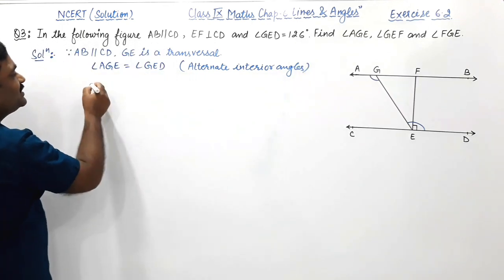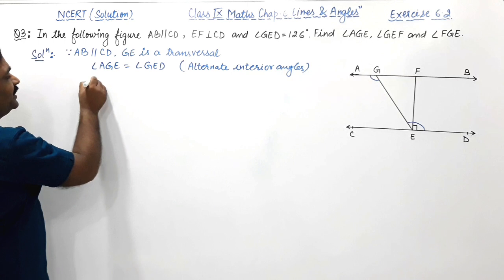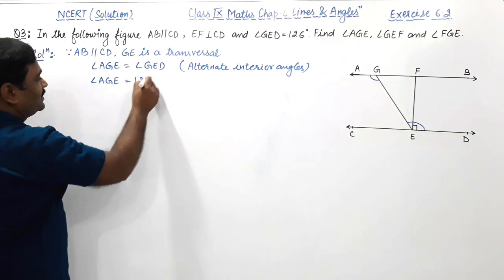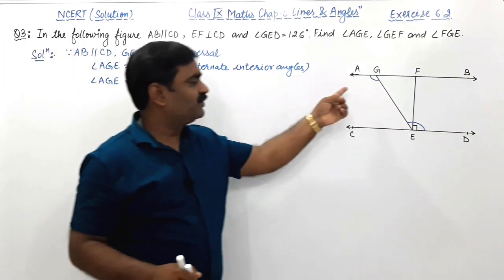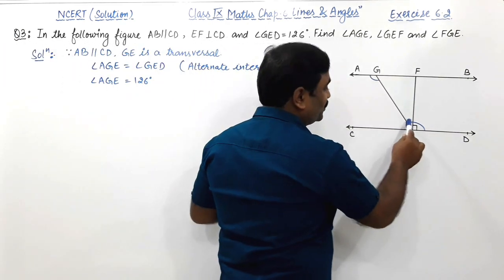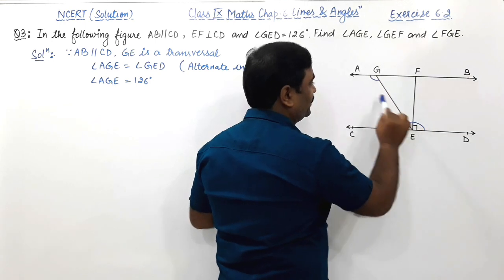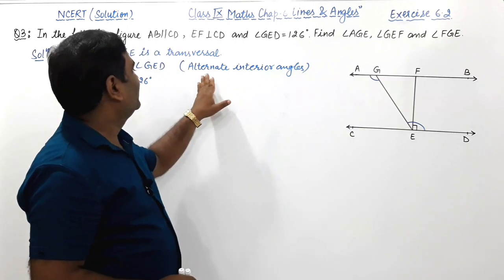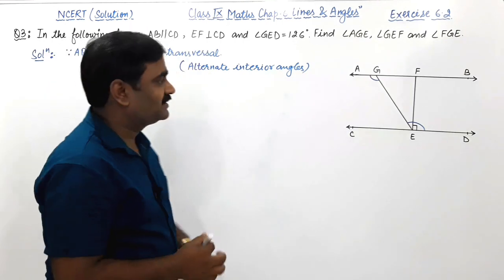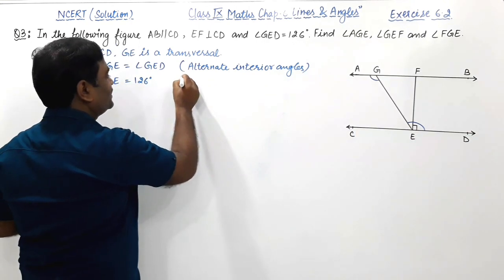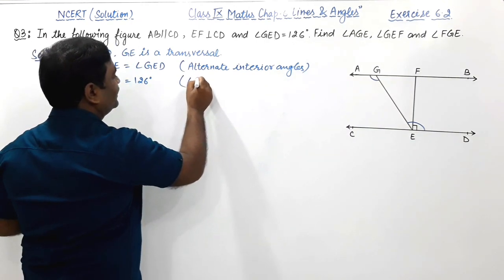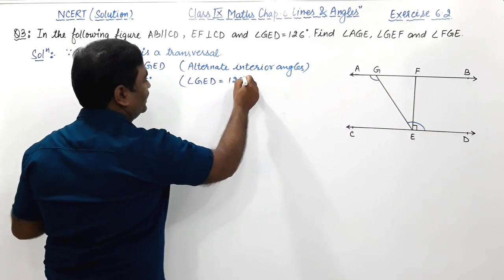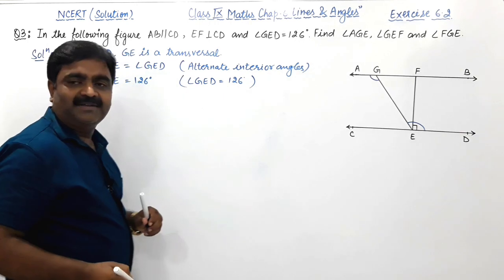Now as angle GED is 126 degrees, so angle AGE is also 126 degrees. Angle AGE is equal to, you also got 126 degrees. Why? Because this angle is equal to this angle. As it was 126, so this becomes 126 also. The reason we told you: they are alternate interior angles. Here you just write the reason. Since measure angle GED is equal to 126 degrees, which is given in the question, right?